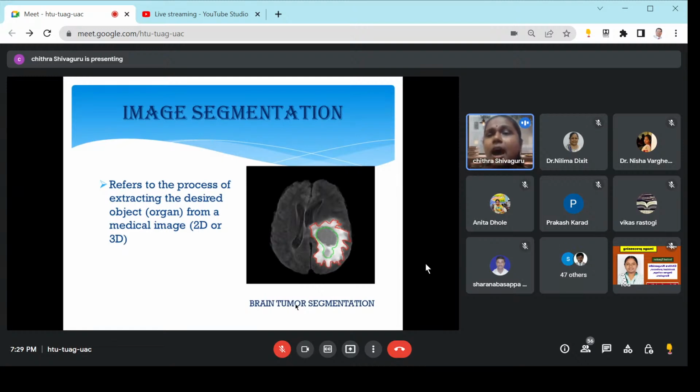So that is called the ROI, region of interest. What is the region of interest here? If you look here, that person has a tumor. It should be segmented for further processing. That is called this.